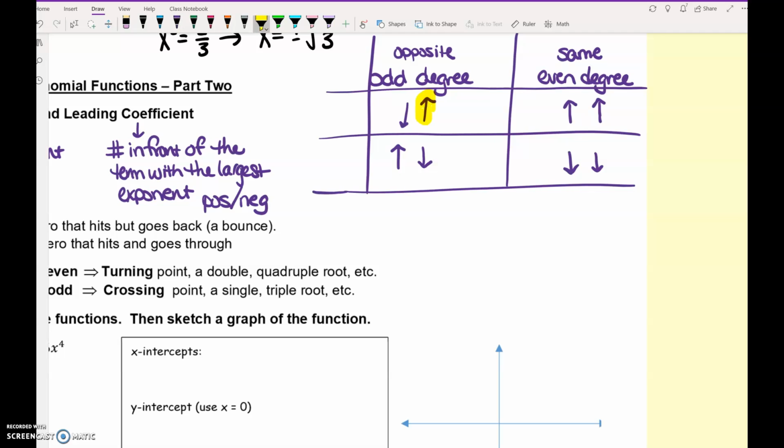The right side of the graph is controlled by the leading coefficient. So when the right side points up, that means we have a positive leading coefficient. When the right side points down, that means we have a negative leading coefficient. Do you kind of remember that from last semester? Okay.